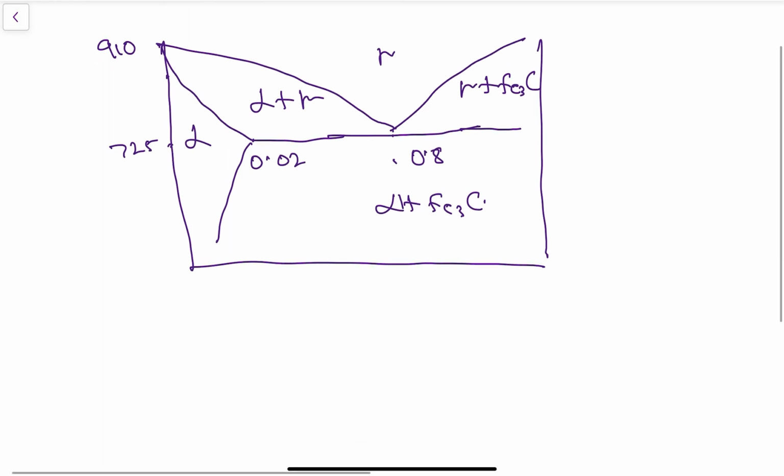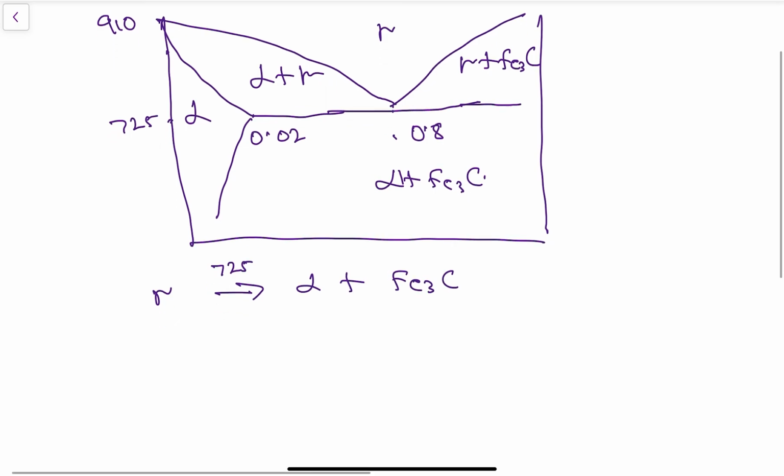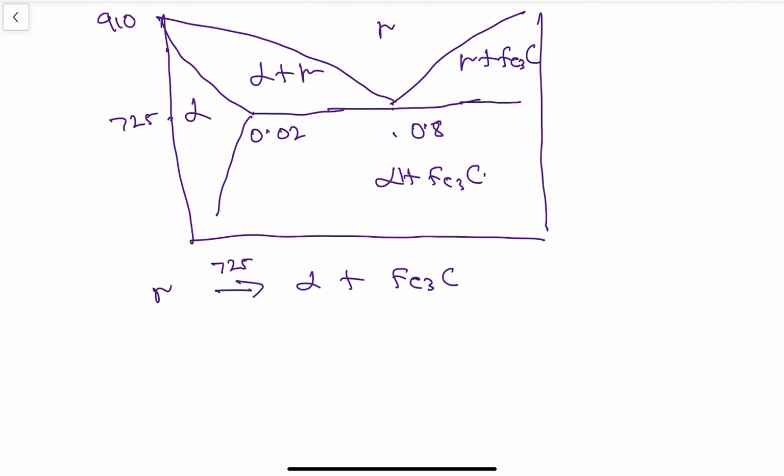So in the eutectoid reaction, gamma is getting converted, when cooled at 725 degrees Celsius, to alpha plus Fe3C, that is alpha ferrite and cementite. So this gamma is of composition 0.8 percentage, alpha is of 0.02 percentage, and cementite is 6.67 percentage. Okay, so just a reminder of how to find the composition.